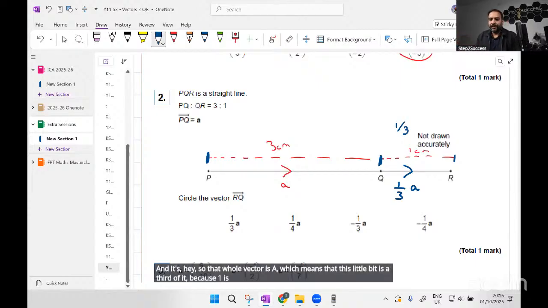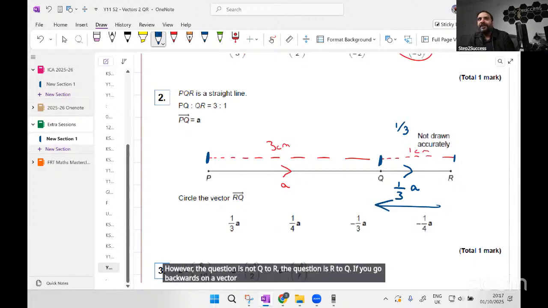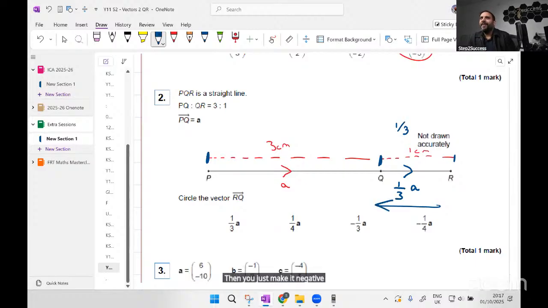However, the question is not Q to R, the question is R to Q. If you go backwards on a vector, R to Q, then you just make it negative. So it'd be minus 1/3 A. And that is why minus 1/3 A is the answer.